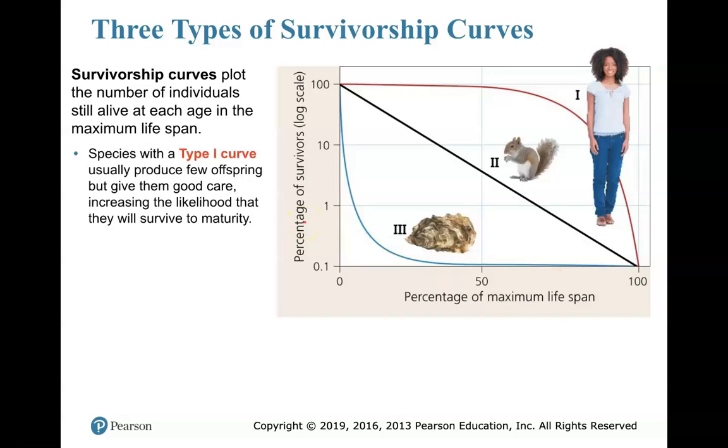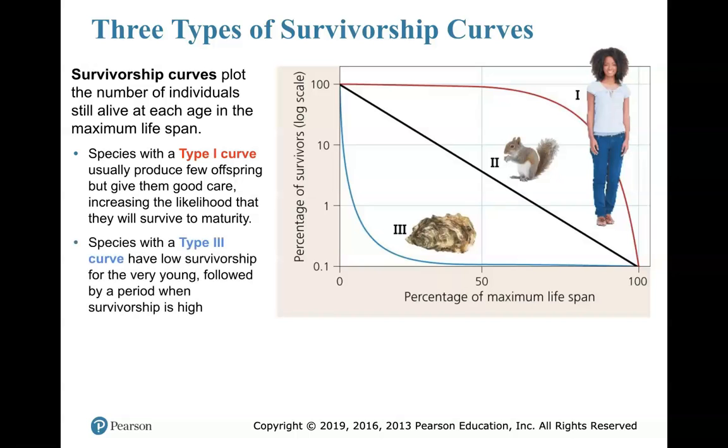So type 1 curve, I want to discuss that one first, highlighted in red here. Species with a type 1 curve usually produce few offspring, but they give these offspring very good care, which increases the likelihood that they will survive to maturity. Ignoring type 2 and type 3 right now, if I look at the y-axis, there's a very high likelihood that that offspring will survive. As that offspring gets older and older, there's still a high likelihood that it will survive. They're getting older, now definitely an adult, and as they age to their maximum age, they have a less likely chance of surviving, to where that decreases to about 0 for the percent of survivors. So that's type 1. Humans are type 1. That's you guys.